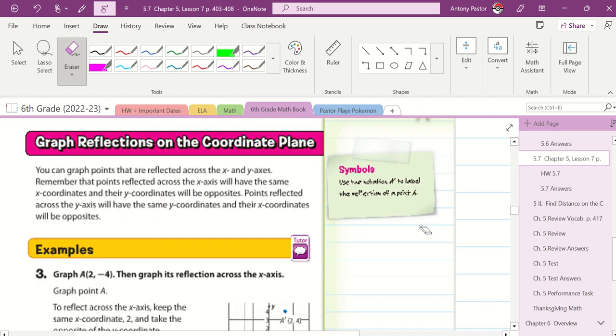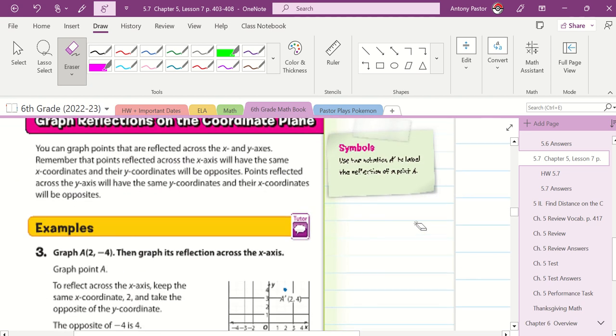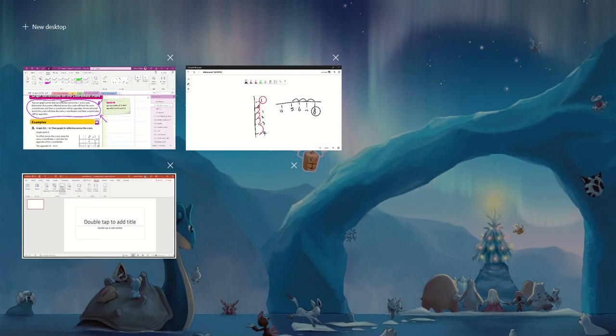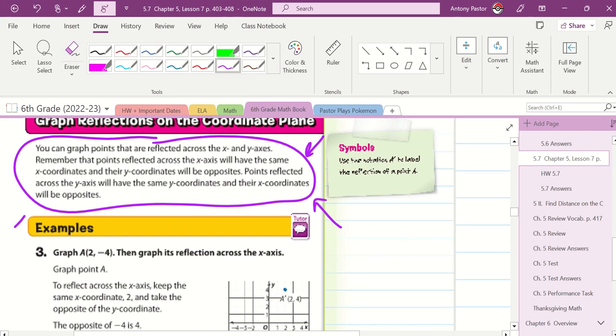Graph reflections on the coordinate plane. You can graph points that are reflected across the x and y axes. Remember that the points reflected across the x-axis will have the same x-coordinates and their y-coordinates will be opposites. Points reflected across the y-axis will have the same y-coordinates and their x-coordinates will be opposites. This is something that you may really want to put in your notes. Heck, you may even want to cut this out of your textbook and glue it into your notes. But this is something extremely important because if this shows up on the test, what is the definition of a reflection point? This is a great way to explain it.